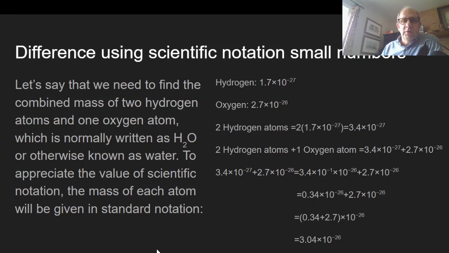All right, second set for lesson 9, the difference using scientific notation in very small numbers. So I've got to find the combined mass of 2 hydrogen atoms and 1 oxygen atom, because that's H2O. So I'm going to look at it.